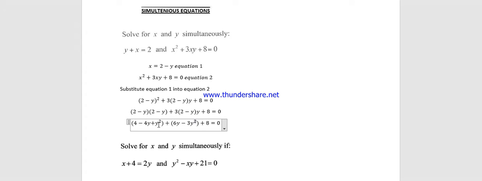So now we break down the brackets. Let us work to remove the brackets.